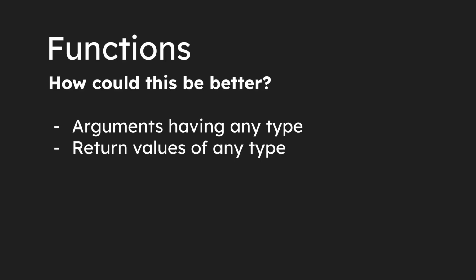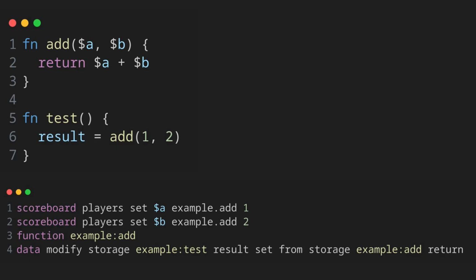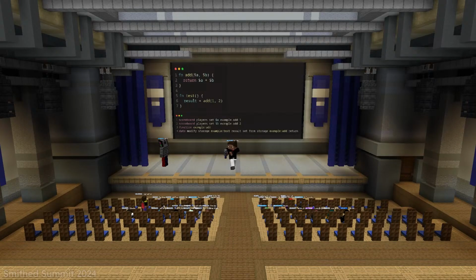How could this be better? Well, arguments should be able to take in any type, right? You should be able to pass in a scoreboard variable. You should be able to pass in an NBT from a storage, right? You want to be able to pass in different kinds of arguments. And then as well, you want to be able to return a scoreboard variable. You want to be able to return a storage, any arbitrary value, right? This would be great.